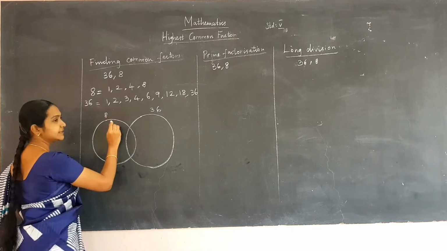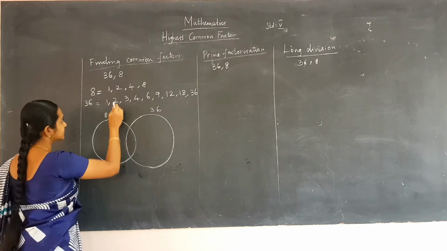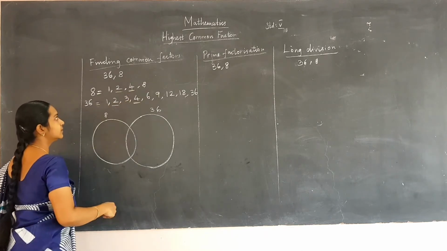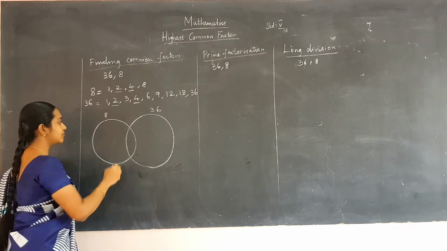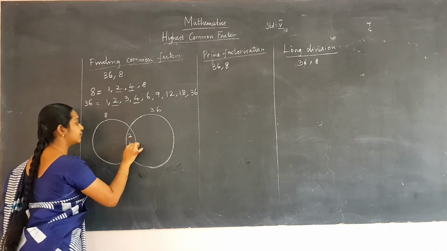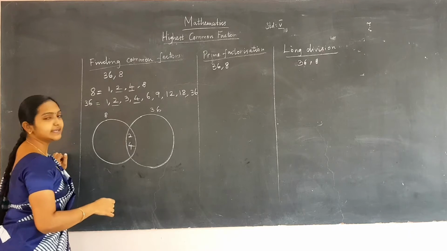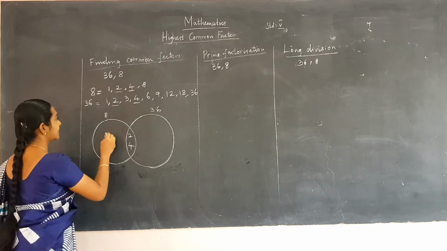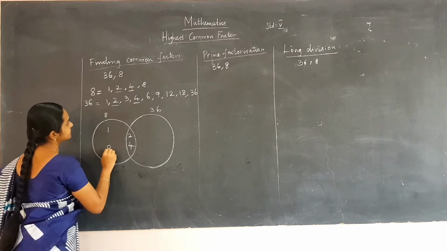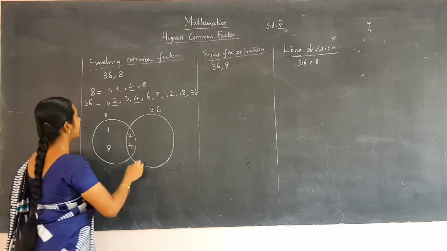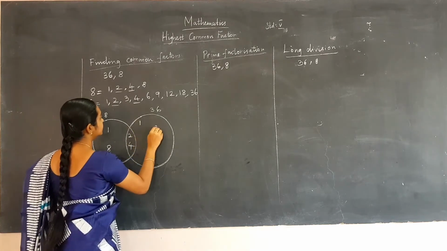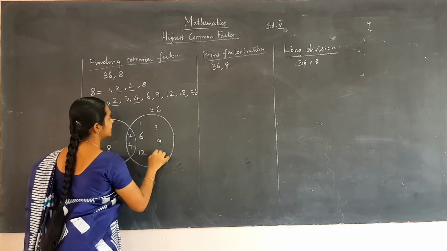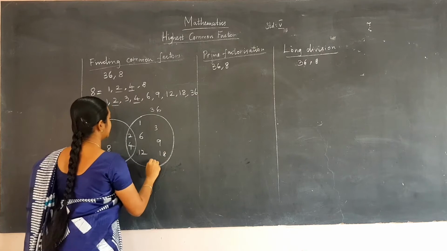Let us find the factors that are common. We have 2 common and 4 common. Only 2 and 4 are common here. So, write 2 and 4 in the middle. Write the remaining numbers in the first circle: 1 and 8. In this circle we have to write 1, 3, 6, 9, 12, 18 and 36.